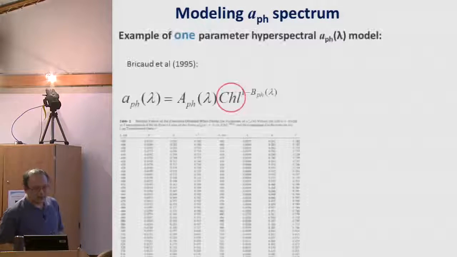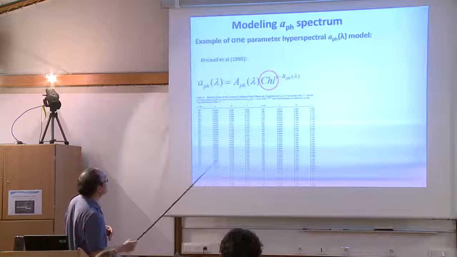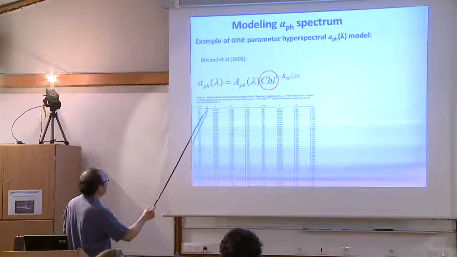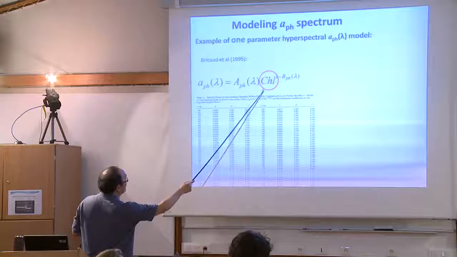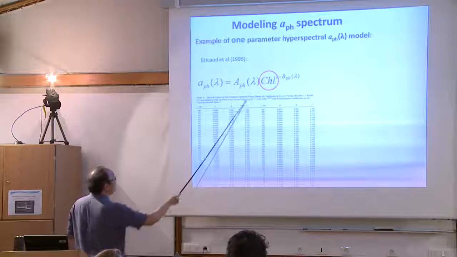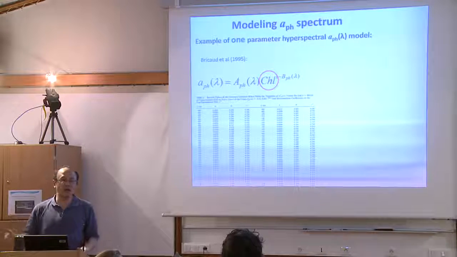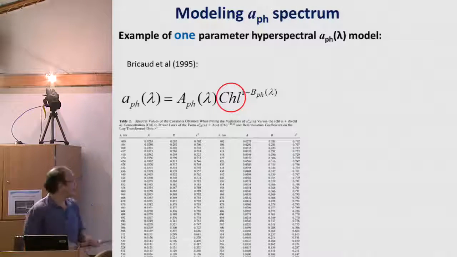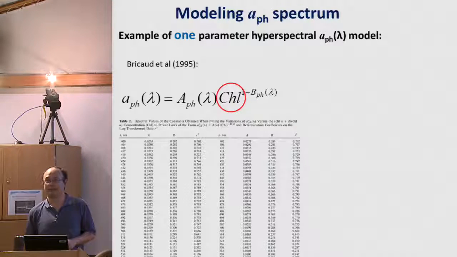So what have people been doing in the past decades? Empirical approaches. This is where the empirical comes in, the "semi" in semi-analytical. This is one of the popular ones, a power-law approach. APH is described as a function of chlorophyll. This APH is here, this BPH is here. These are derived based on hundreds of thousands of measurements. These numbers, A and B, are empirical values.